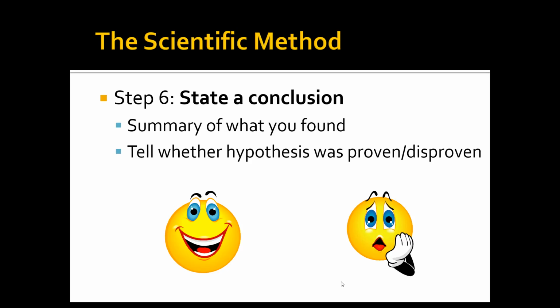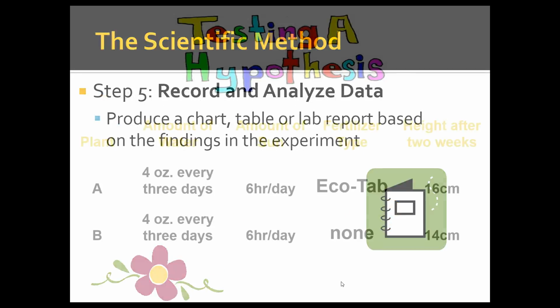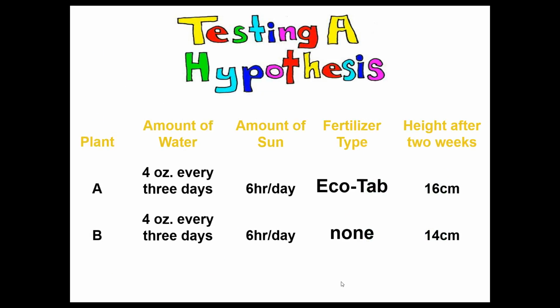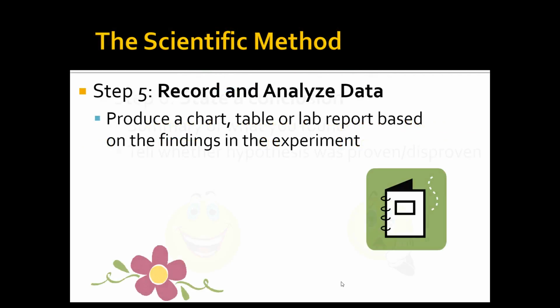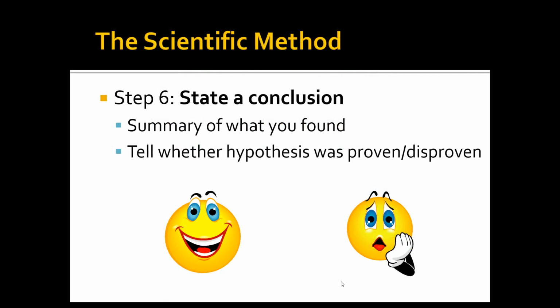Don't create a conclusion based on what you think should have happened. Form a conclusion based on what your data says happened. So I'm going to go back. If this is my data table, my data says that when we add fertilizer to water, then our plant grows 2 centimeters taller. So that would be what I would say in my conclusion. You might also be asked to add a second sentence to your conclusion that just states whether your hypothesis was proven or disproven.